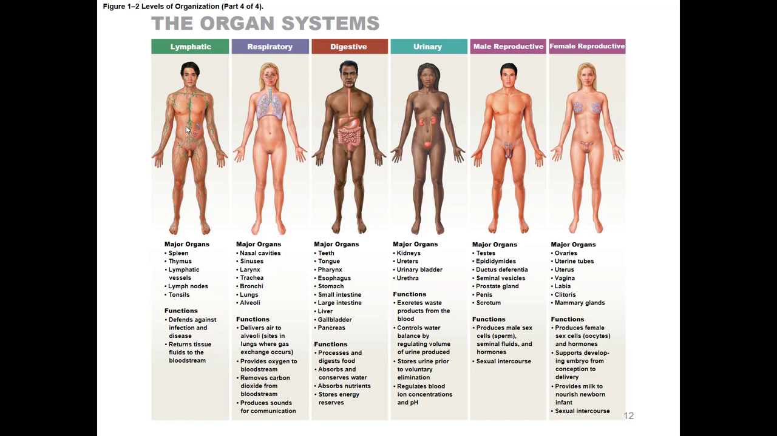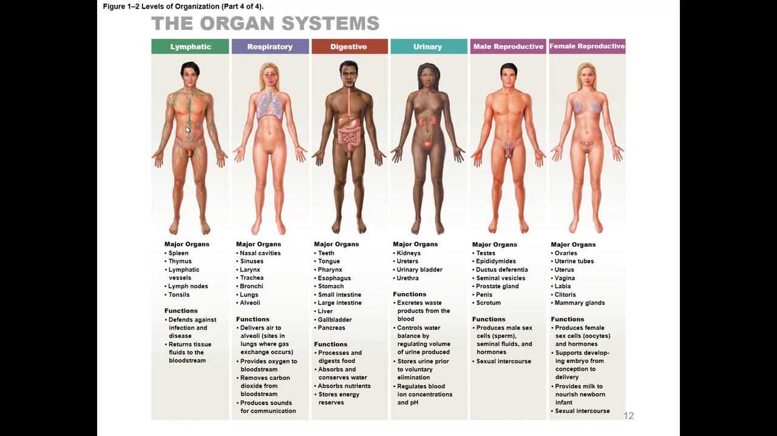The respiratory system is going to include your nasal cavities, sinuses, larynx, trachea, bronchi, lungs, and alveoli. Primarily, the respiratory system is responsible for your breathing. So we're going to bring air into the lungs where we can get oxygen from that air. And we're going to deliver CO2 from the body to the lungs so that we're able to exhale it. We can also talk through our respiratory system, and we smell through our respiratory system.